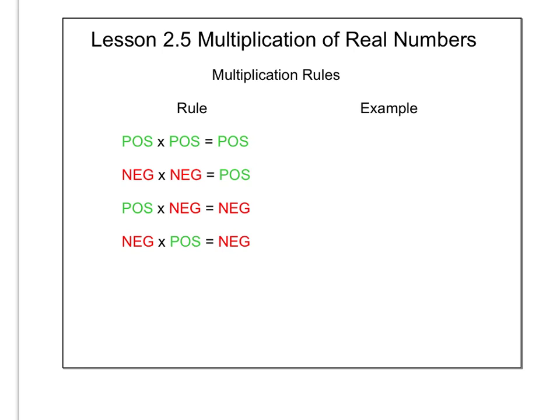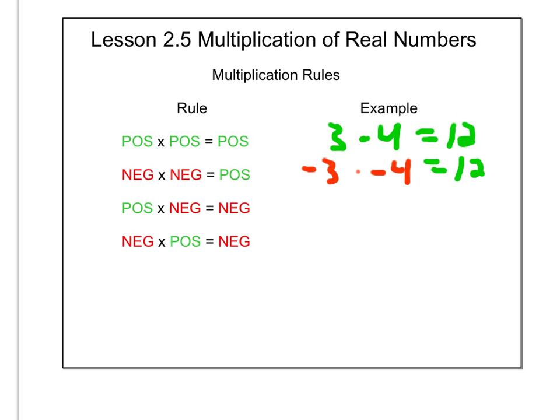So, first rule states that a positive times positive is positive, so 3 times 4 is 12. All positives. Okay? Then the next rule, negative times negative is positive, so if I do negative 3 times negative 4, that will still equal a positive for me.